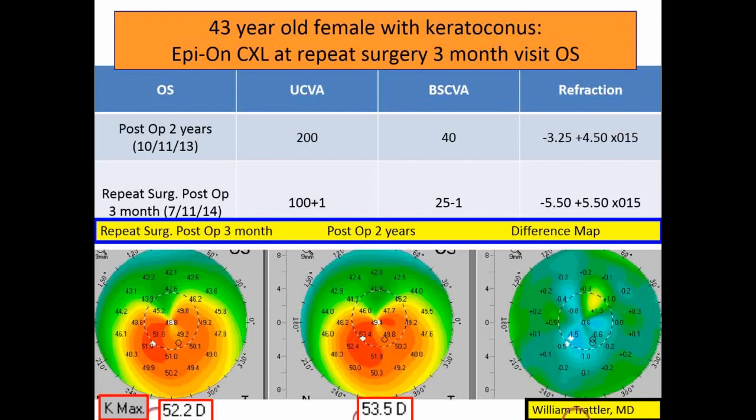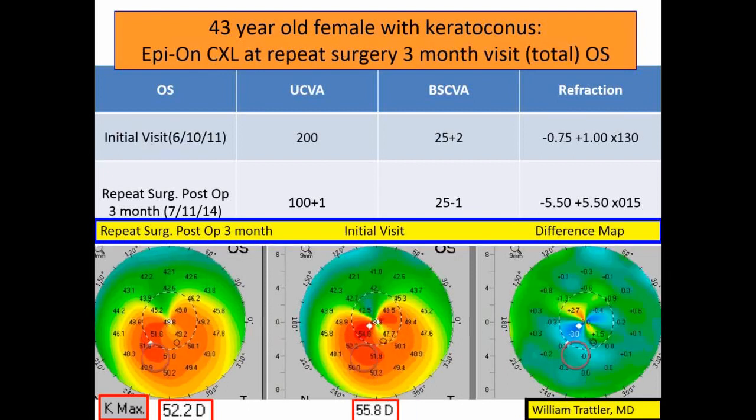And just to compare the difference, that's just showing one spot, which is 1.5 diopters flatter, from the 2-year post-op visit where we did the repeat treatment to the 2 years and 3-month visit.